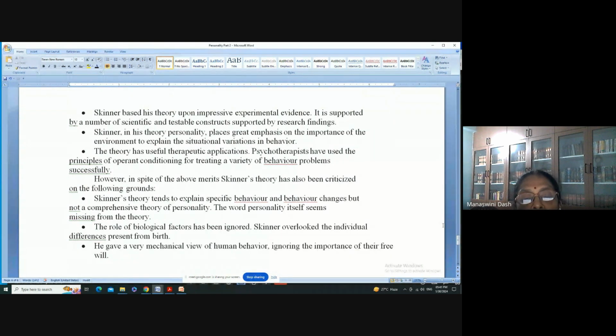Skinner gave a very mechanical view of human behavior, ignoring the importance of free will. Skinner treated human beings mechanically, as if they are machines and do not have any free will of their own. So the theory is a deterministic theory, which argues that behavior is determined by reinforcement.